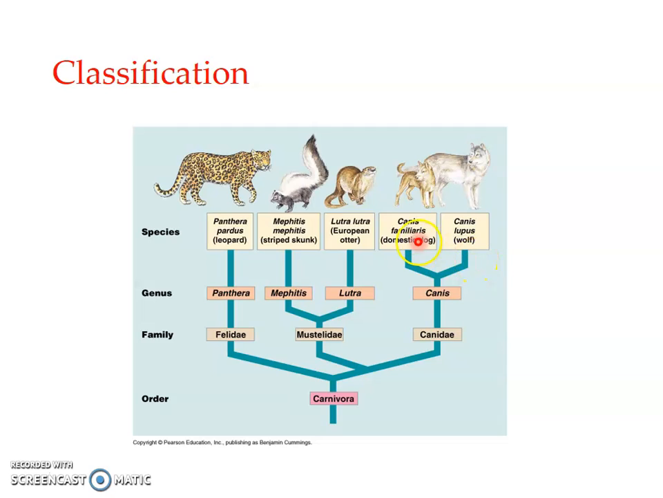Similarly here, these two are more closely related. Wolf and the dog are more closely related than the dog is to the otter. So the dog and otter don't come in the same family. Instead, dog and the wolf, because they have much common similarities, are grouped under the same category or same family. And since they have arisen from the same ancestor, they belong to the same taxon. I hope it is clear.